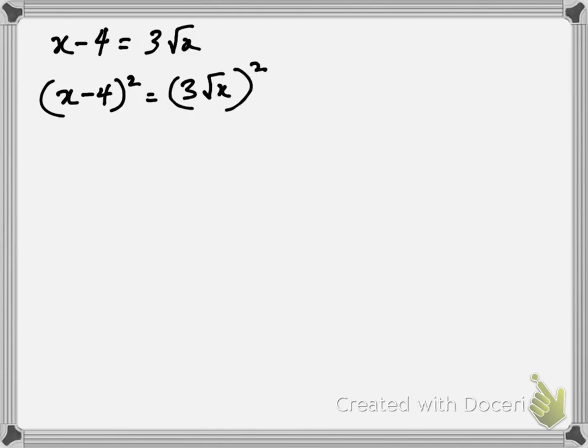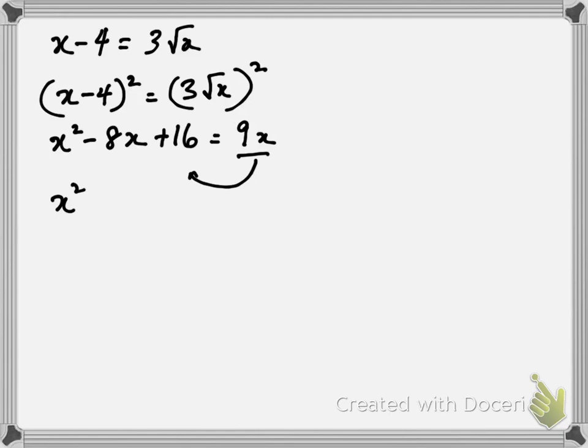So you can use the perfect square method to square the left hand side, which is x squared minus 8x plus 16 is equal to, so 3 squared would be 9x. You can bring the 9x to the left hand side and form a quadratic, so you get x squared minus 8x minus 9x will be minus 17x plus 16 equals 0.